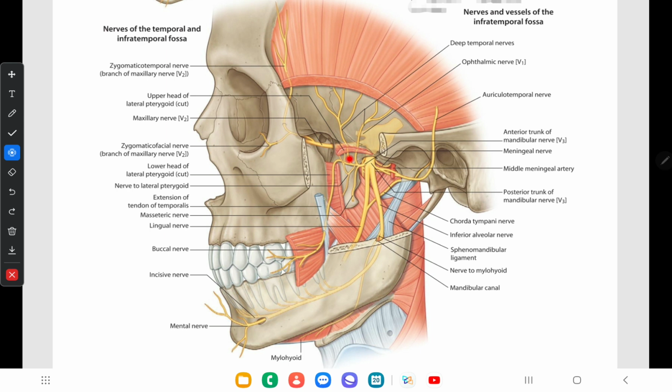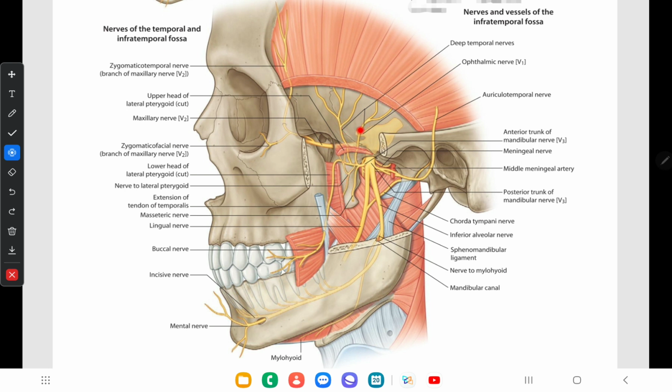They have motor functions. This buccal branch passes anteriorly between two heads of the lateral pterygoid muscle to supply the skin of the cheek and buccal mucosa lining the buccinator muscle. Here, this is the nerve to lateral pterygoid muscle. It enters into the deep surface of the lateral pterygoid muscle.